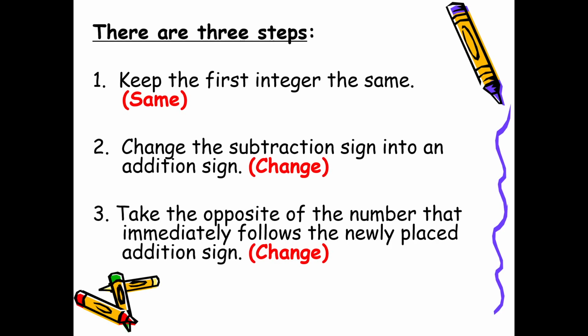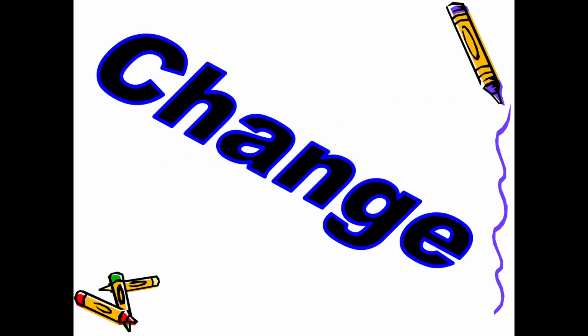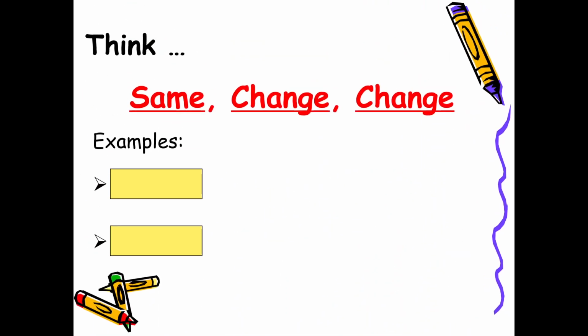The first integer stays the same. Second step, the subtraction sign, change it to a plus symbol. And the next step is the sign of the second number, change that to its opposite sign. If positive, make it negative. If negative, make it positive. But if you have another method, with different steps, it's totally fine as long as we arrive at the same answer, it's still correct. Okay? Now, let's have this one. First step is same. Second step is change. Third step is change.